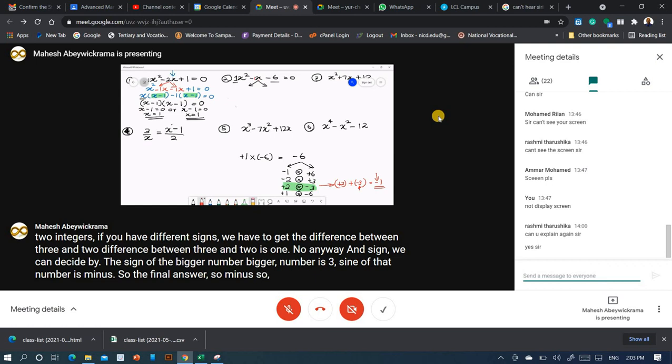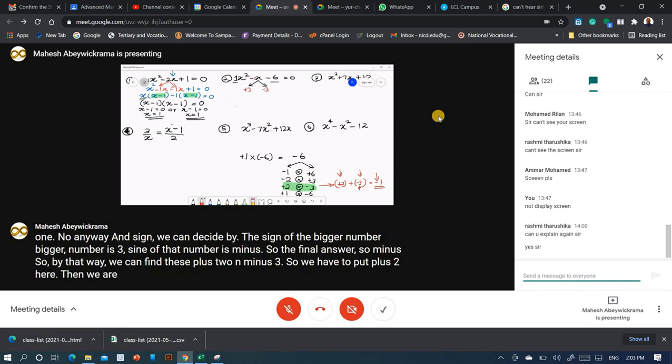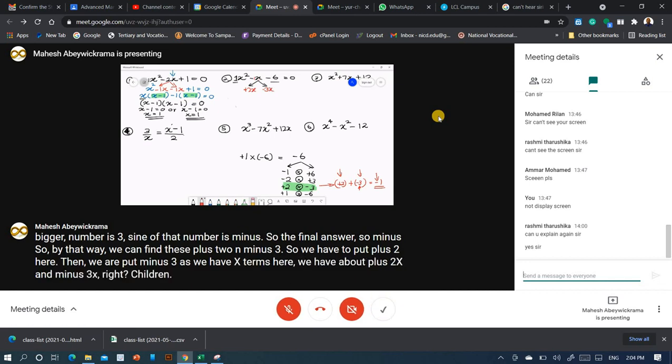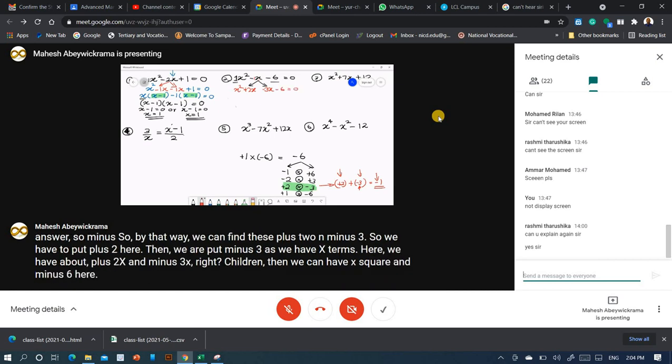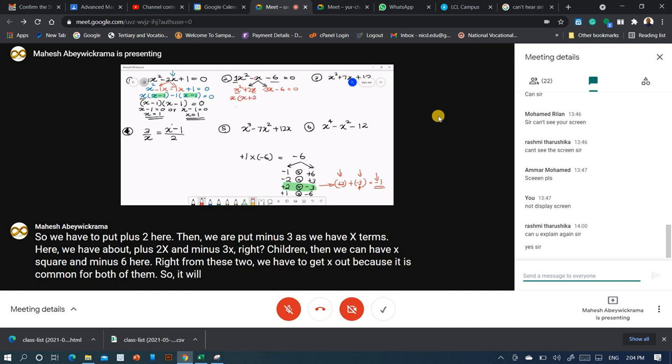So by that way, we can find plus 2 and minus 3. We put plus 2 here, then minus 3. As we have x terms here, we put plus 2x and minus 3x. Right, children? Then we have x square and minus 6 here. From these two, we take x out because it is common to both of them, which gives us x plus 2.